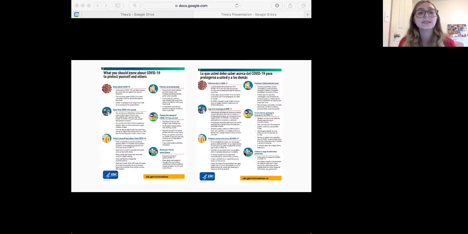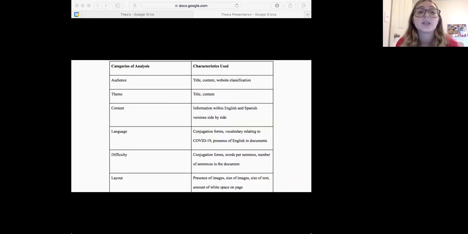For my analysis, I used Henry Fishback's recommendations for medical translation. He outlined several best practices and recommendations for this field. More specifically, within each document, I analyzed the following categories.